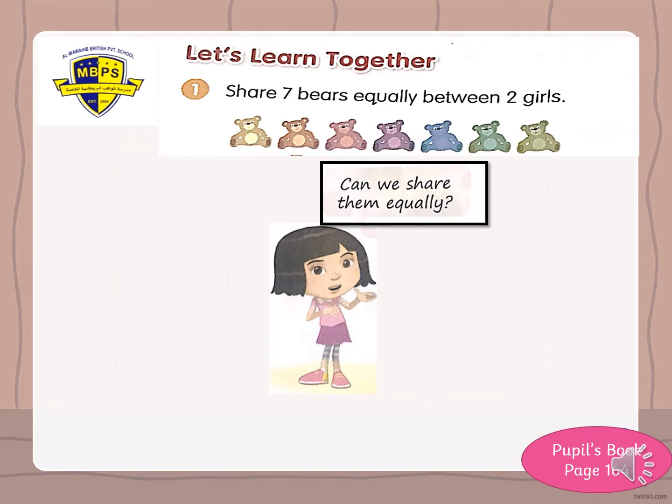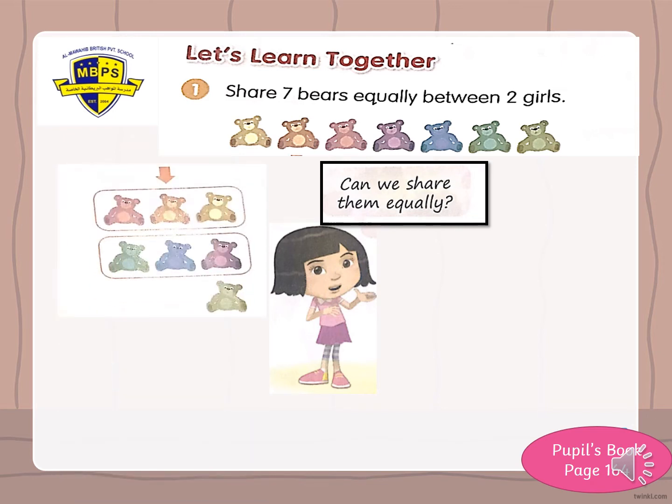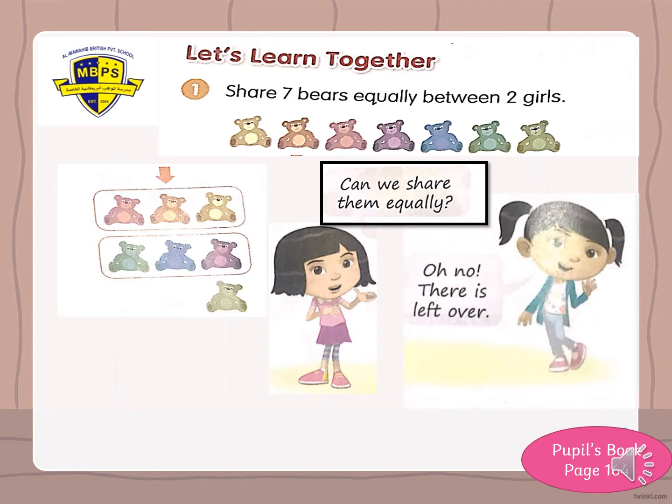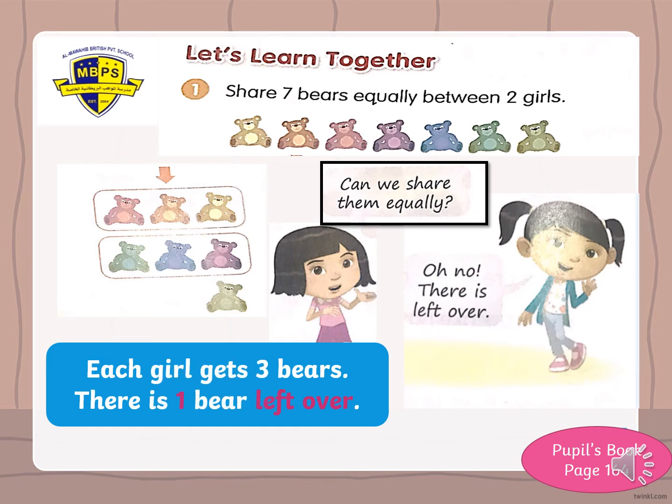Let's see. If I have 2 girls, which means that I will share between 2. So I need 2 circles. As you can see here, I share the bears equally. But what you can see, oh, there is 1 bear left over. So if I share the 7 bears equally between the 2 girls, each girl gets 3 bears and there is 1 bear left over.